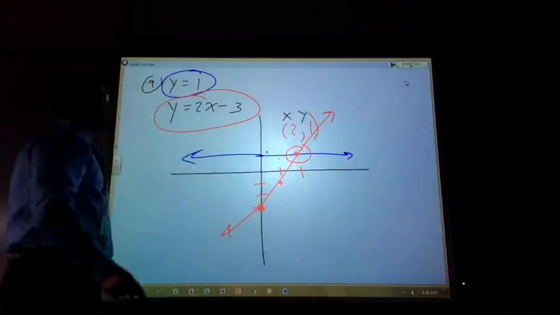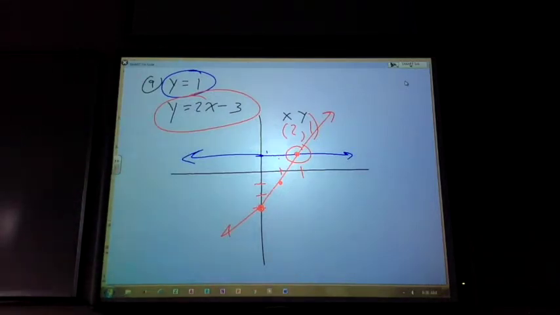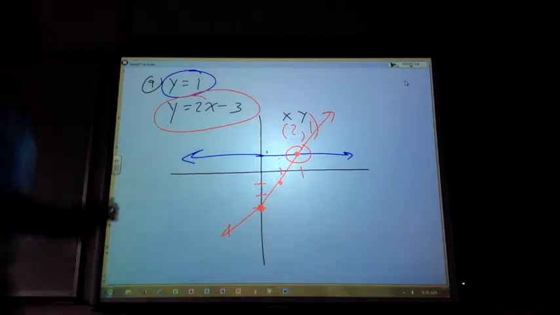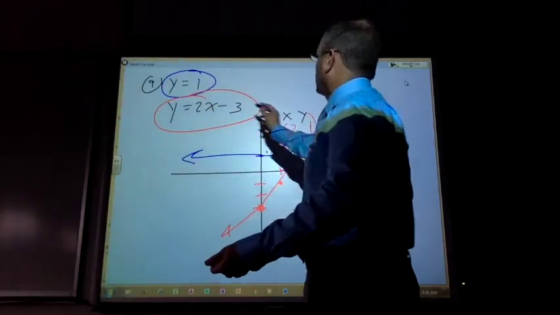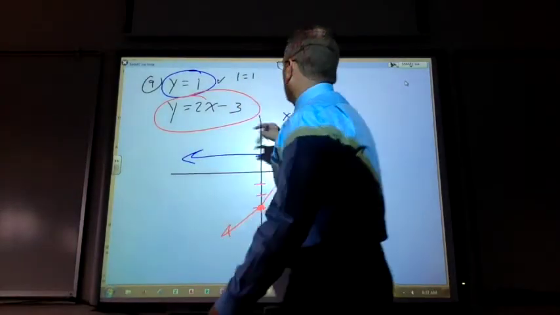Plug it in. Okay, the first equation. I have a point, 2, 1. I have x, y, but I have y equals 1. How do I plug 2, 1 into y equals 1? Just the y. This is all I'm worried about up there. So plug it in there. I get 1 equals 1. Is that true? Yeah. Works there.